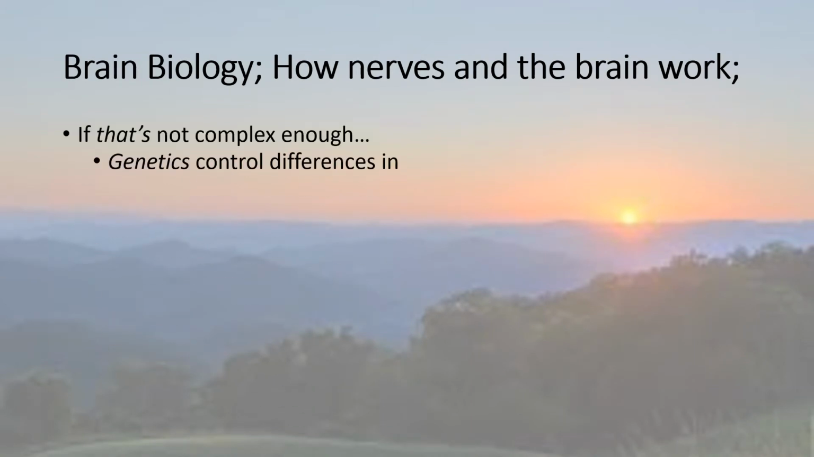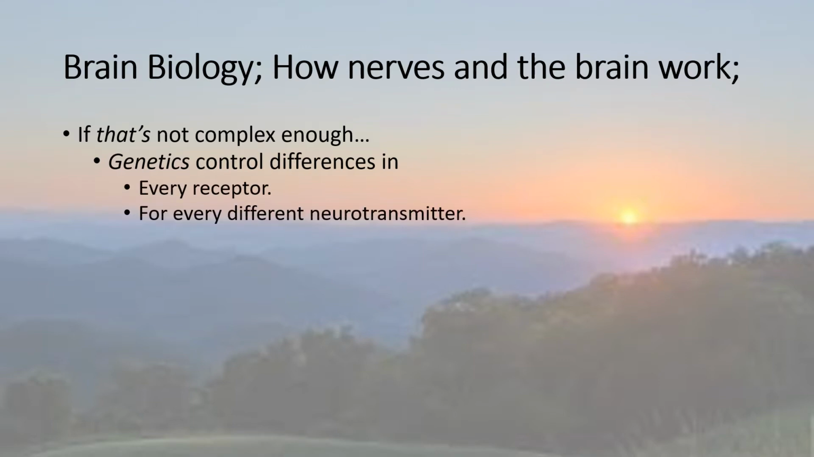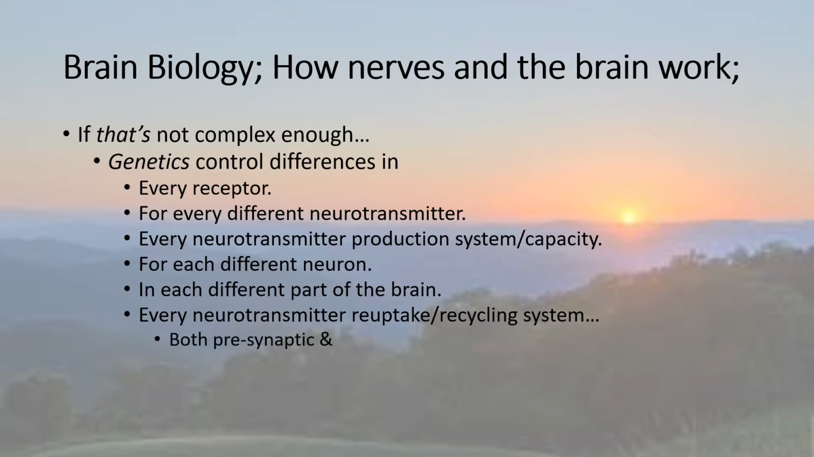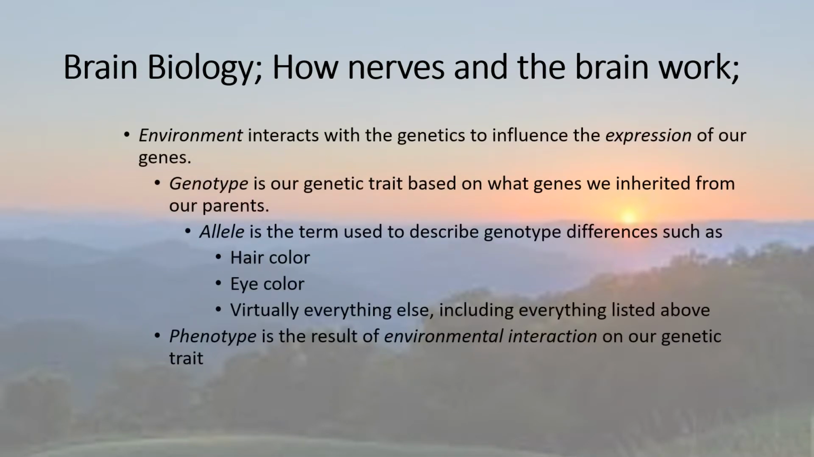Genetics control differences in every receptor, for every different neurotransmitter, for every neurotransmitter production system and production capacity, for each different neuron in each different part of the brain, for every neurotransmitter reuptake and recycling system, both presynaptic and postsynaptic. If that's still not complex enough, the environment interacts with the genetics to influence the expression of our genes.